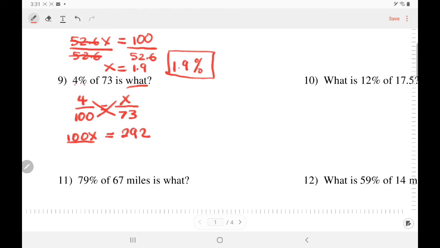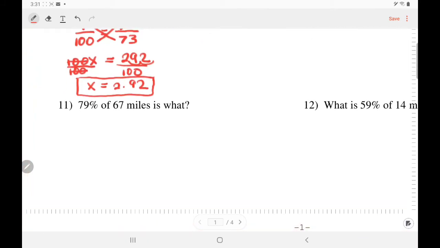To solve for x, you divide by 100. So that x equals, once again, division by 100. You just move your decimal back twice. So it's 2.92. Then we go back and check, is x just a number or is it a percent? It's just a number. So that is finished. That's what x represents.